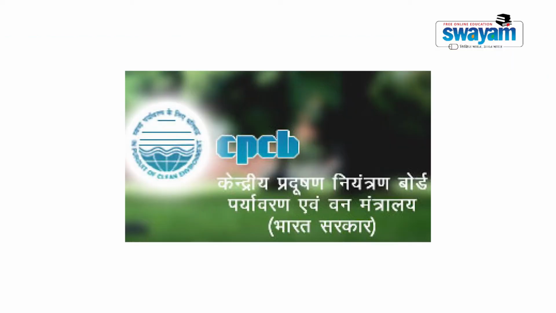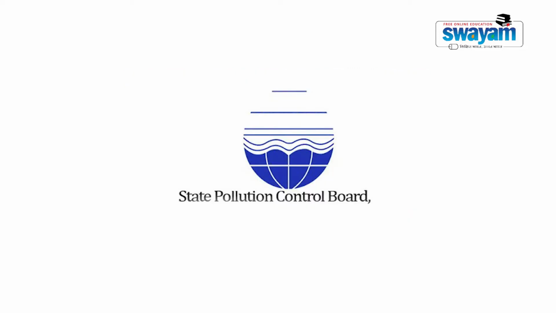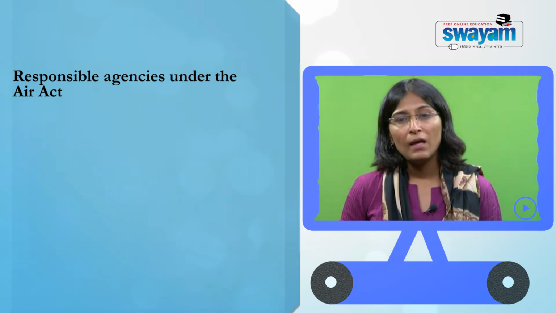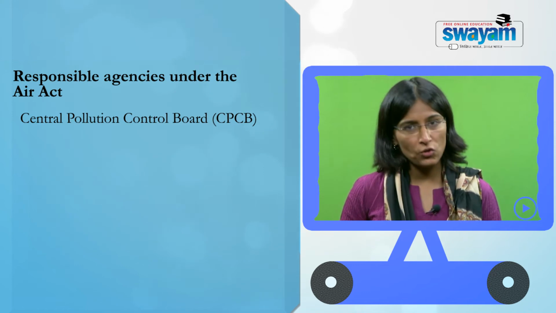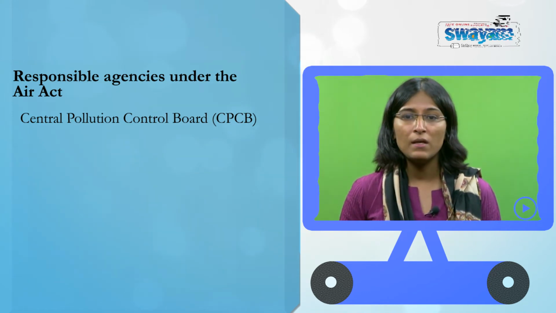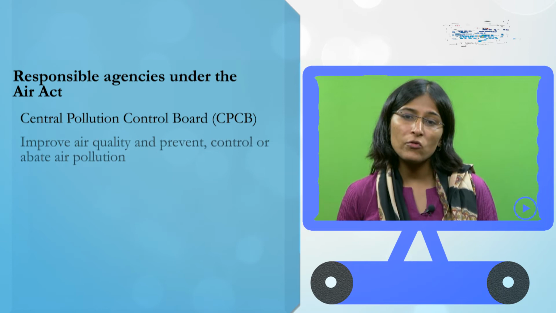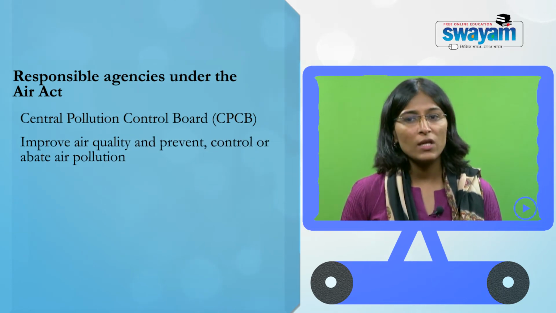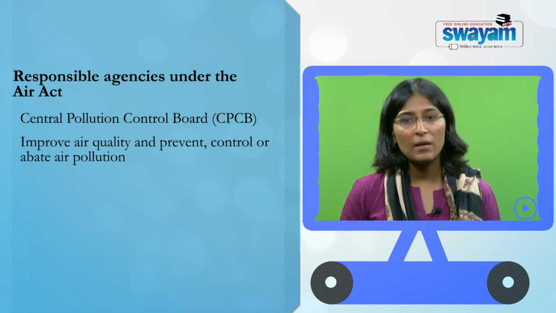The responsible agencies under the Air Act are the same as under the Water Prevention and Control of Pollution Act 1974, namely the Central Pollution Control Board at the central level and State Pollution Control Boards at the state level. At the central level, the Central Pollution Control Board or the CPCB is responsible for improving air quality and for preventing, controlling or abating air pollution.